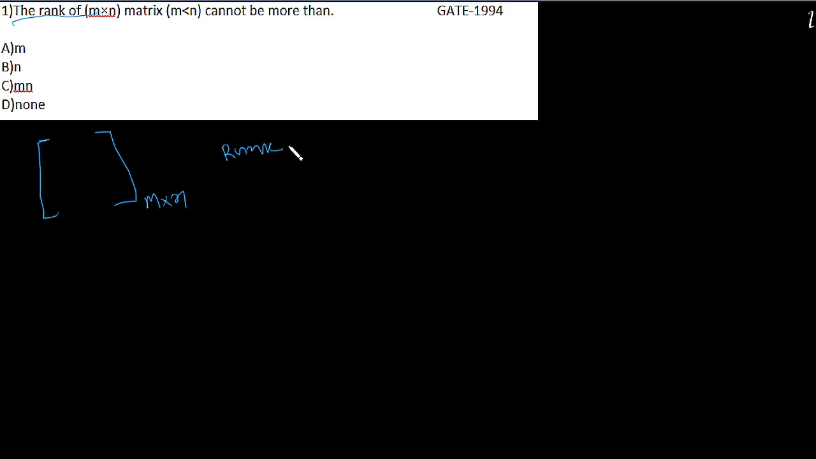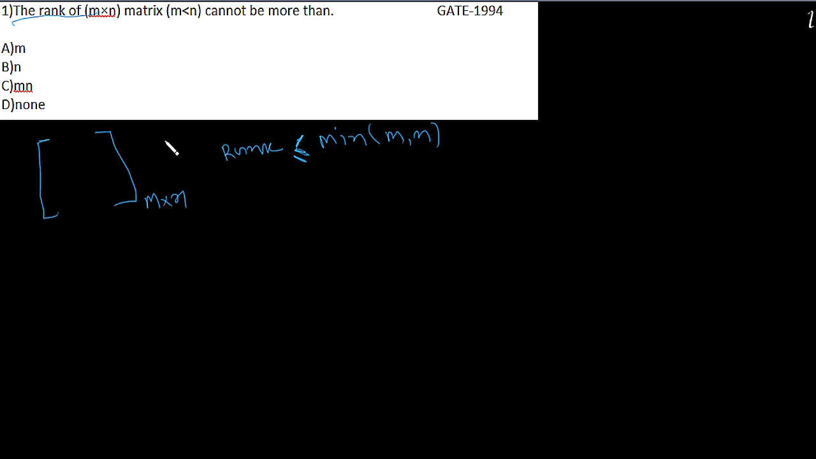of any matrix basically represents the maximum number of rows or columns which are linearly independent. So we have to choose the minimum out of the number of rows or columns. Here the rank of the matrix must be less than or equal to the minimum of its number of rows or columns, out of these two. Whatever may be the minimum value, we have to select that one, not the larger value.